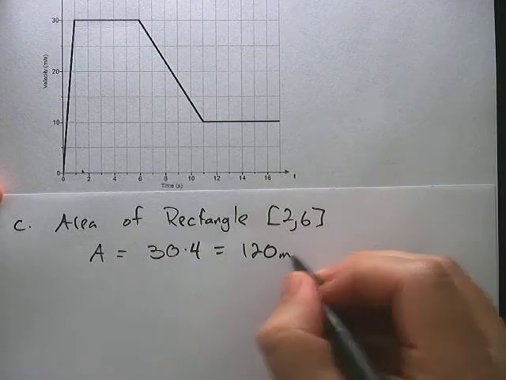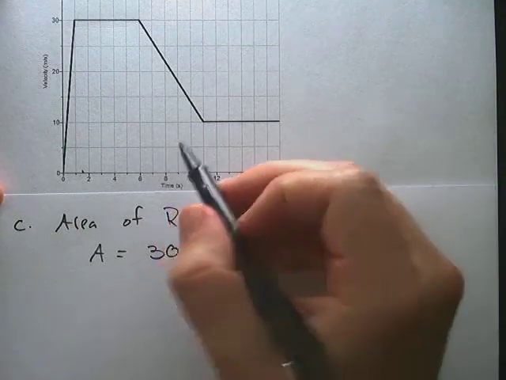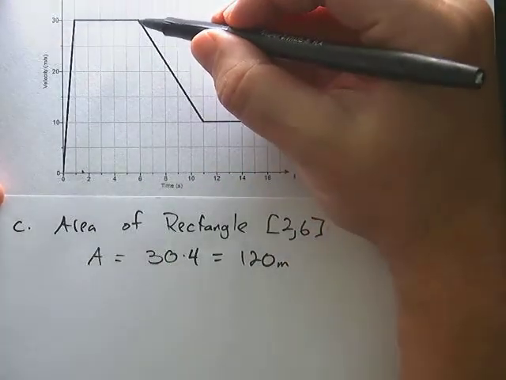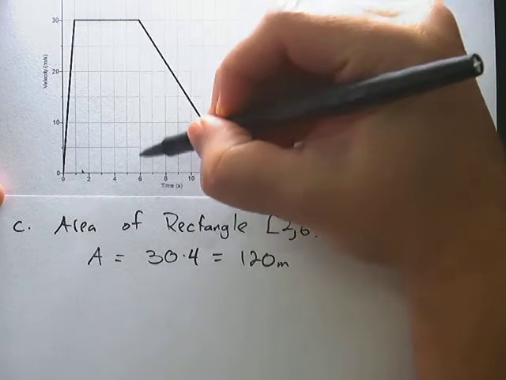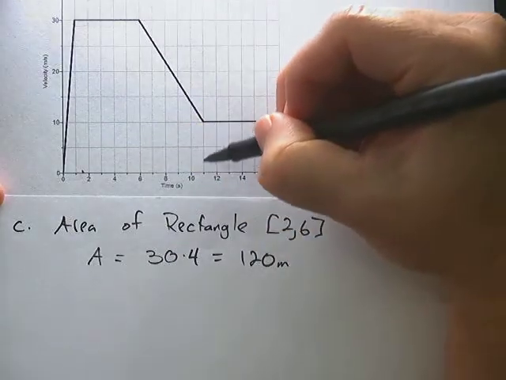And that's 120 meters. And then we'll do the next part, and there's a couple different ways of doing this. You can do the trapezoid. That's the way I prefer. For the trapezoid, A would be this height, which would be 30. B would be this height, which is 10.